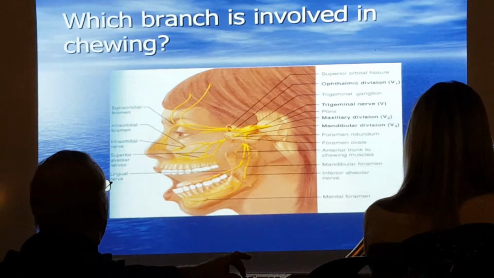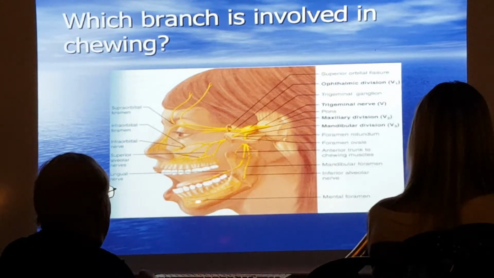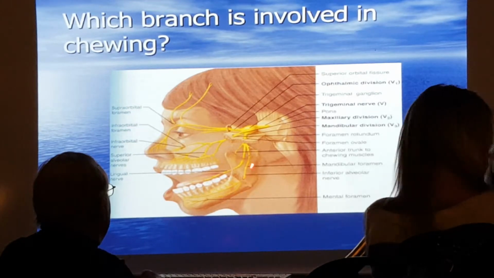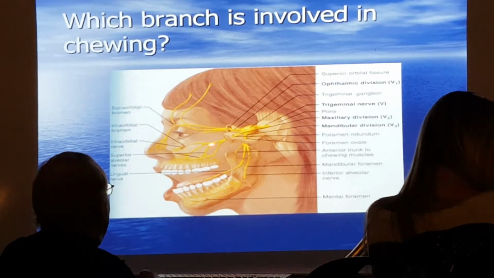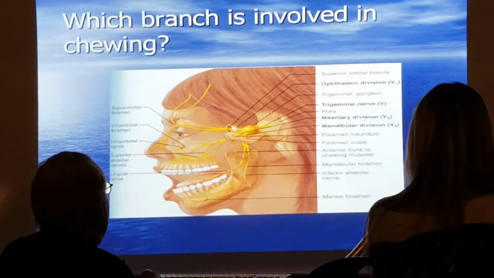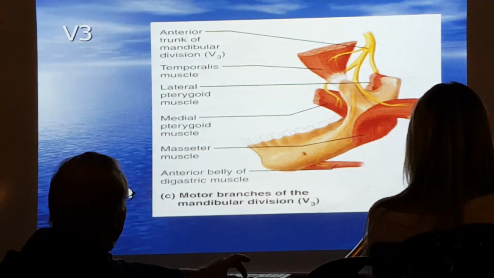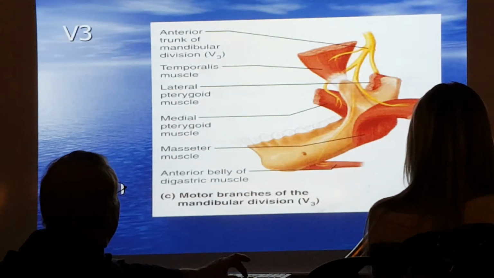Okay, so which branch is involved in chewing? Well, it would be that one, wouldn't it? The mandibular branch. And there's the maxillary branch. And there's the ophthalmic branch. Muscles of chewing, mandibular branch. You should know that.